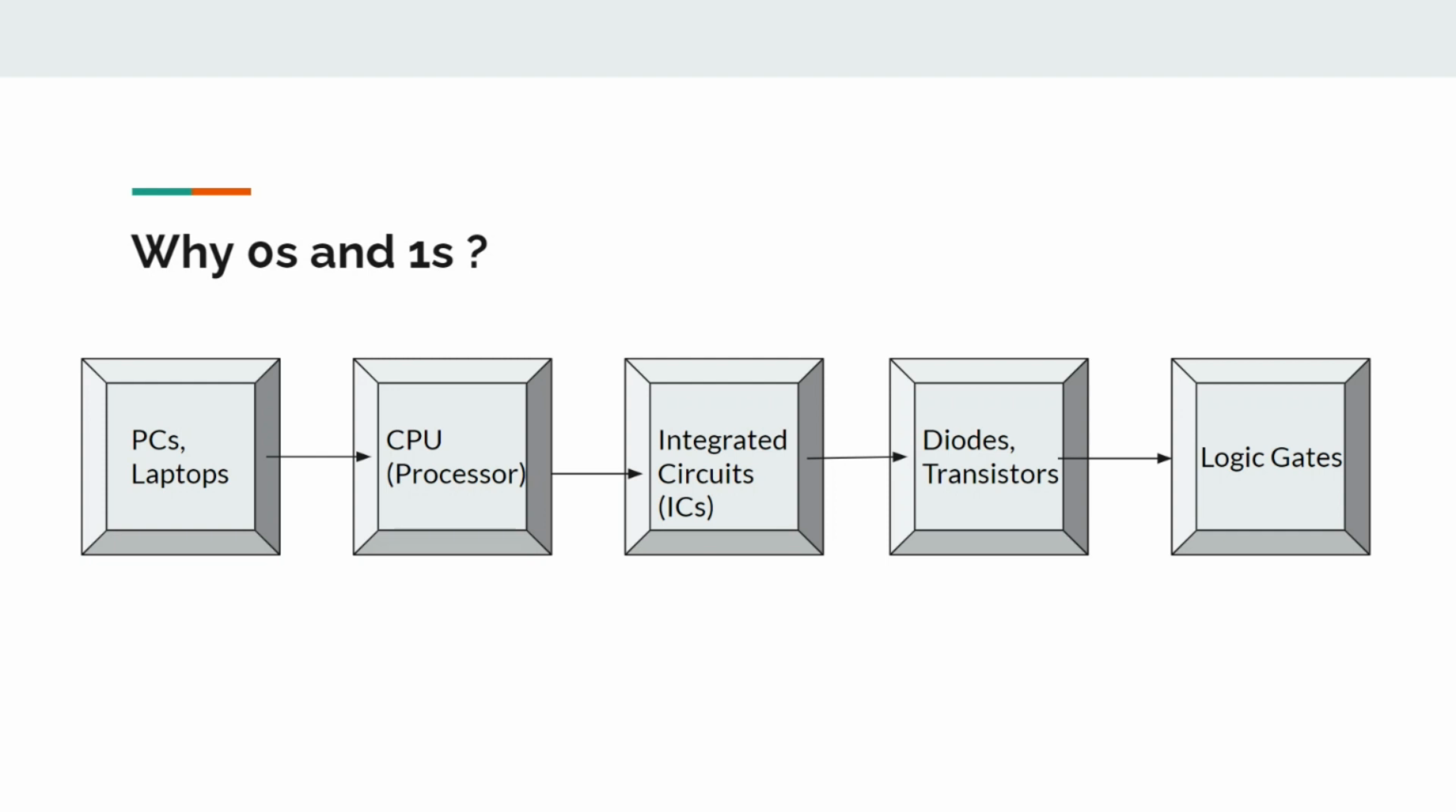Inside diodes and transistors, the basic fundamental electronic circuit called the logic gate will be present. The logic gate is the most fundamental electronic circuit which works using Boolean logic. What is Boolean logic? Boolean logic consists of zeros and ones. Examples of logic gates involve AND gate, OR gate, etc. So the gates work on binary values.